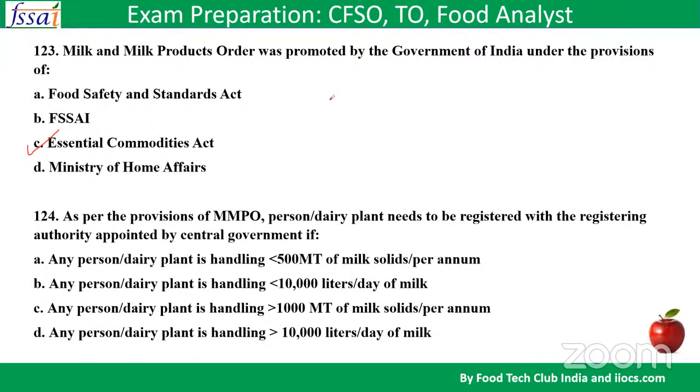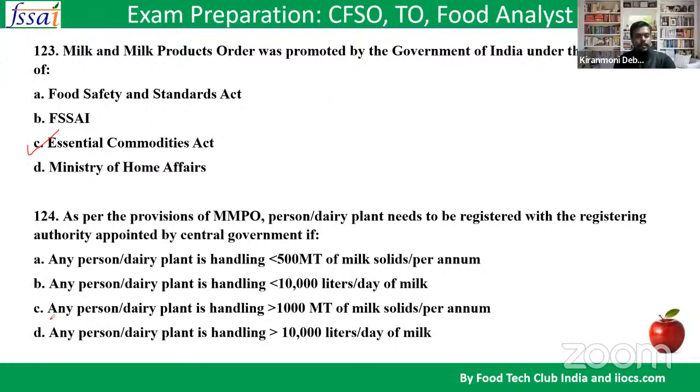Sir, will it be option D? Yes, Option C. You caught it right. Even if you haven't read it, this is the right answer. If the production capacity is more than 10,000 liters per day, then they need to be registered. That was the case in the old times. Okay, the right answer is more than 10,000 liters per day of milk. Okay.